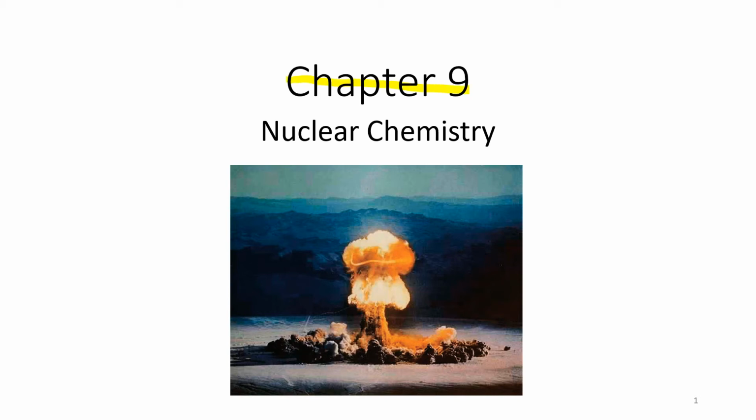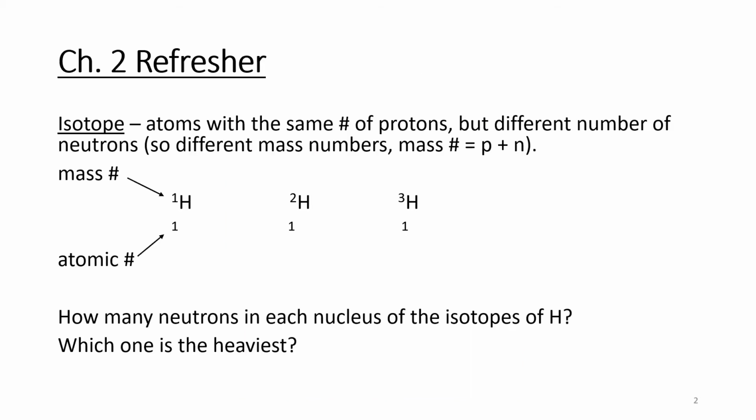Chapter 9 is on nuclear chemistry. So in order to help us understand radioactive isotopes, we're going to do a little refresher on what an isotope is that we learned previously in the semester. So an isotope, again, it's an atom that has the same number of protons. So we're talking about an element.